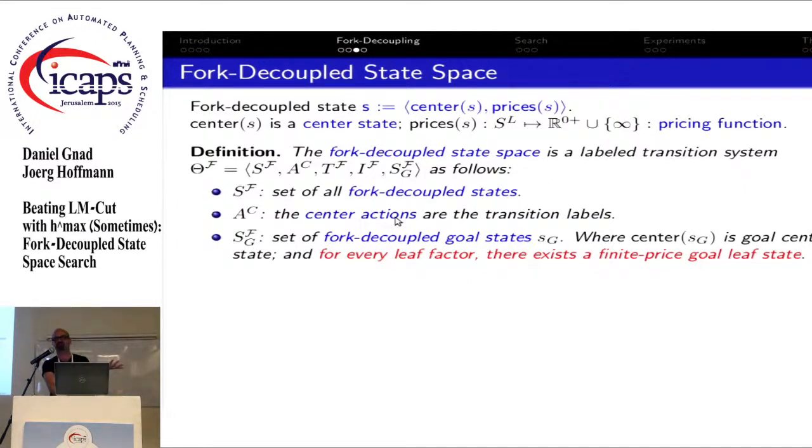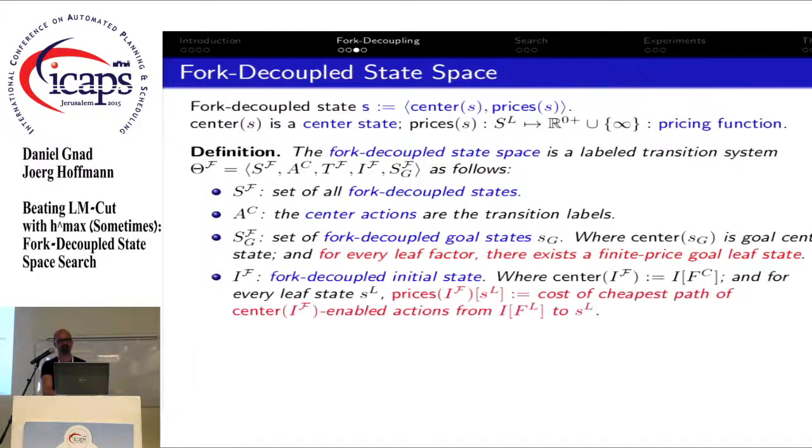The branching is only over the center actions. What we gain from this is that we don't have to branch over the leaf actions at all. We only branch over the center. The goal states are just ones where every leaf has a finite price goal leaf state. Infinite price just means you cannot reach this leaf state at all yet. You're in a goal state if for every leaf you can reach the goal.